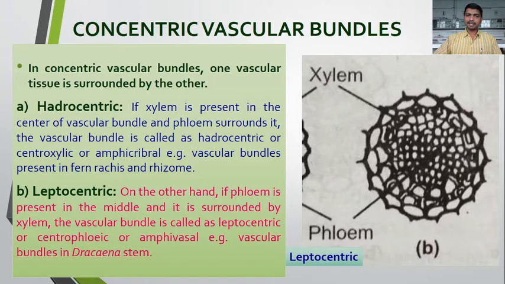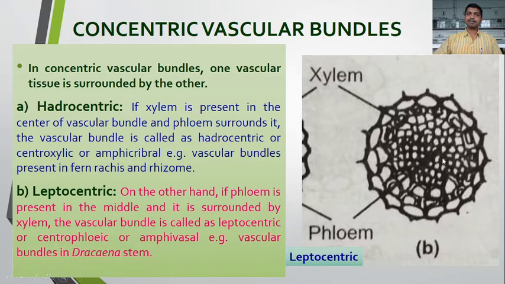So these names are more self-explanatory, that is centroxylic means xylem is at the center and it is surrounded by the phloem. Centroploic where phloem is present in the middle or center and it is surrounded by the xylem. Okay, so these are the two types of concentric vascular bundle.